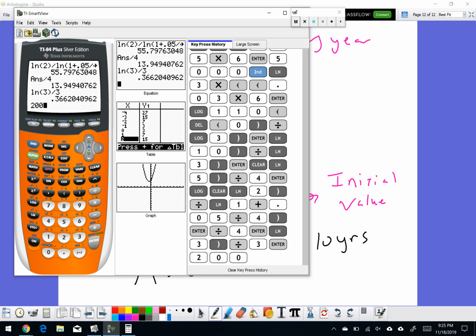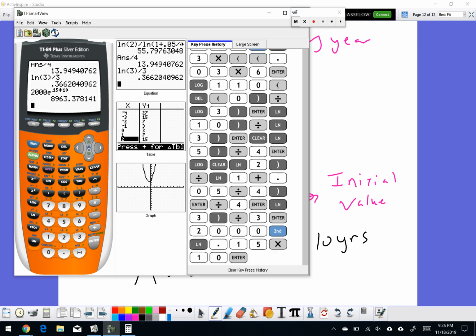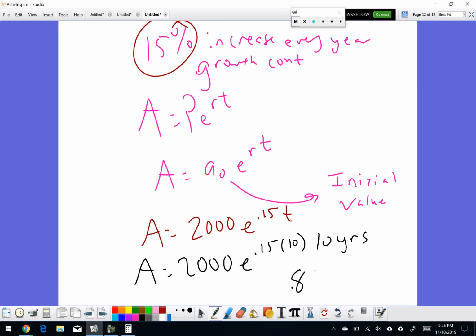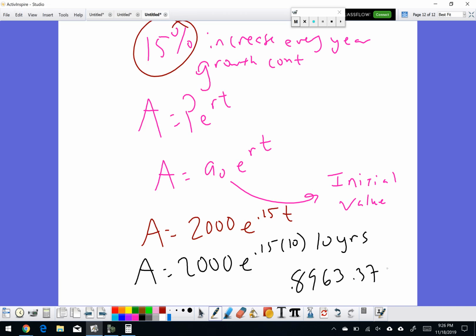So let's just plug this in. 2000 e to the 0.15 times 10. And now, after 10 years, we have 89,063.37 people. So after 10 years, look how much we got. It's quite a bit. So this just allows us to find things.